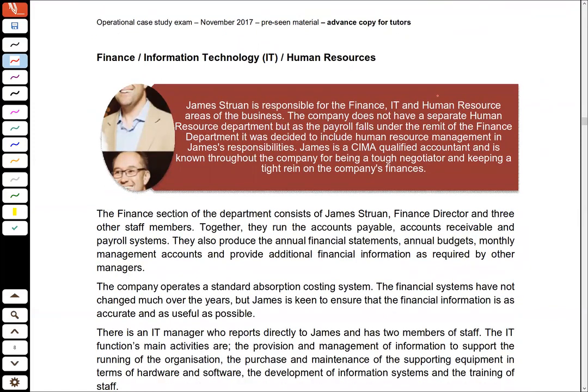Then from a finance and IT point of view, all of this is very important stuff. This guy here is a tough negotiator. He is a CIMA qualified accountant. This is James Struan. He likes to keep a tight rein on the company's finances.